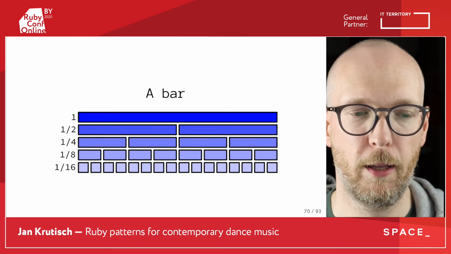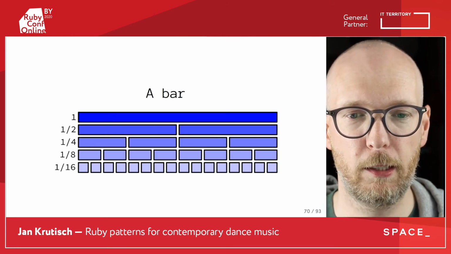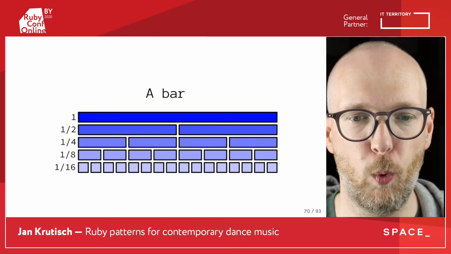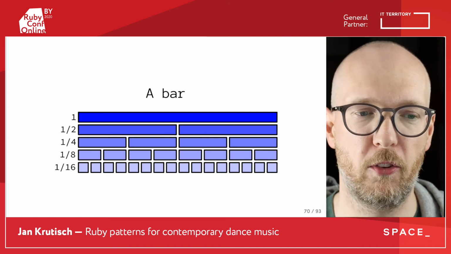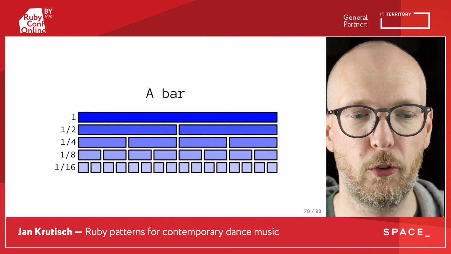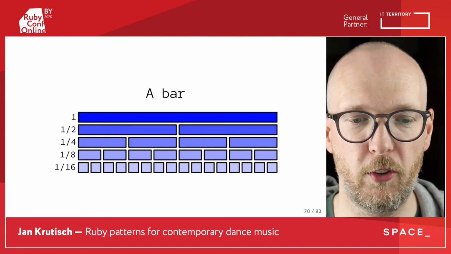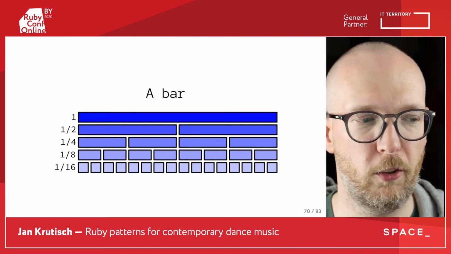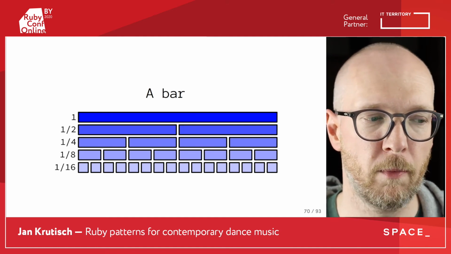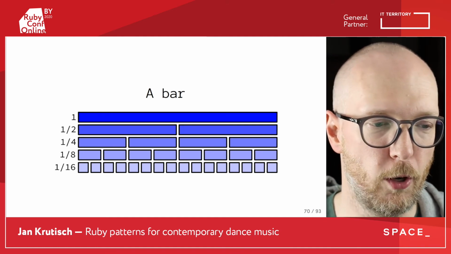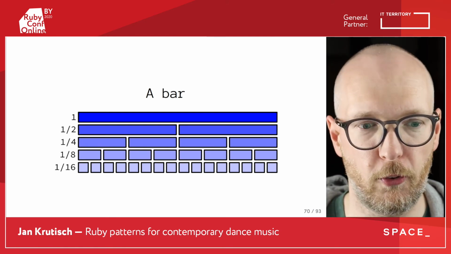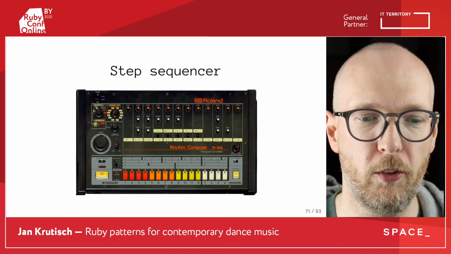A bar can be divided up in different ways. If you only have one note that plays for the whole bar, that's a full note. But you can also have half notes, quarter notes, eighth notes, 16th notes. That divides up the bar into different parts. And if you take the 16th notes as your slots, you can create what's called a step sequencer.